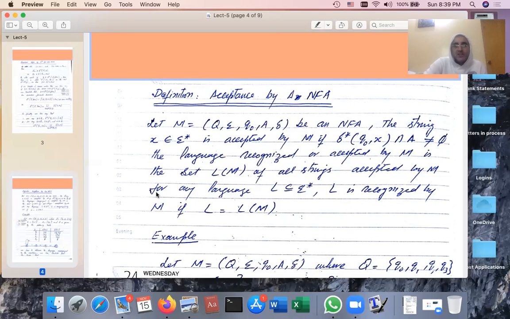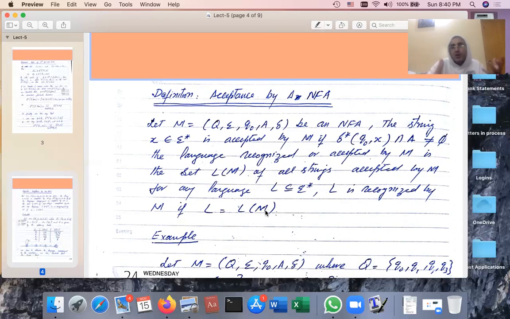Now, another sentence: for any language L, which is a subset of sigma star, we can say that language L is recognized or accepted by M if that language L is equal to L of M, which we already said is the language accepted by M. So this language L should be equal to the set of languages of this NFA.